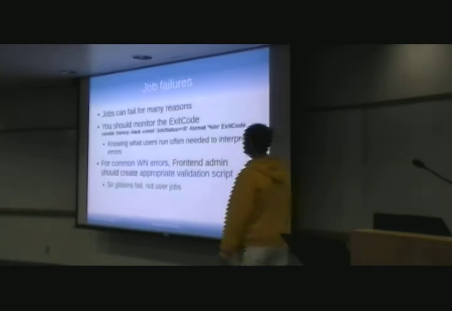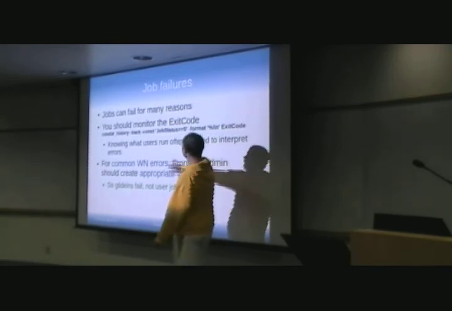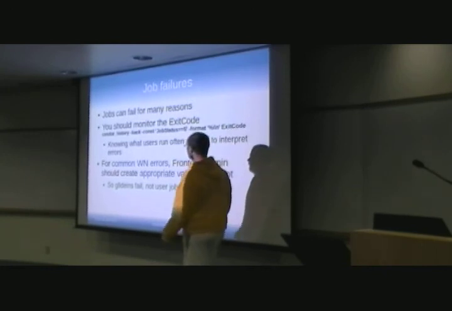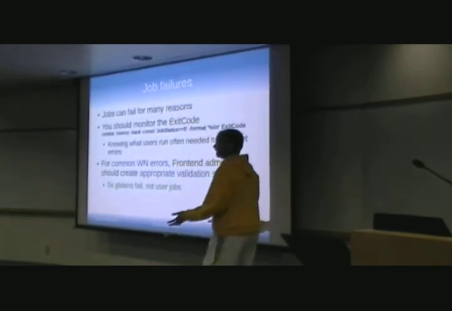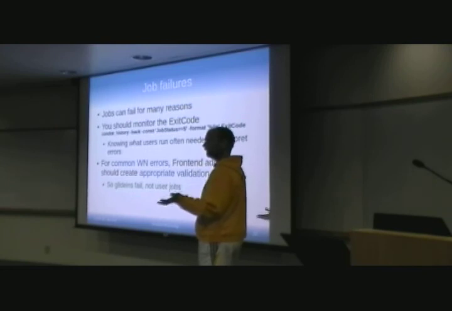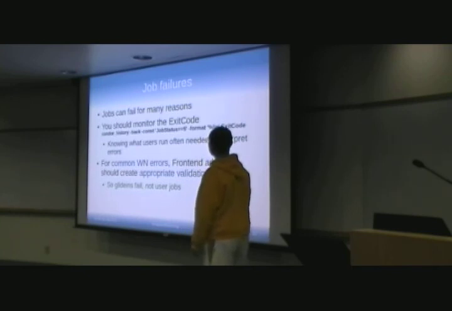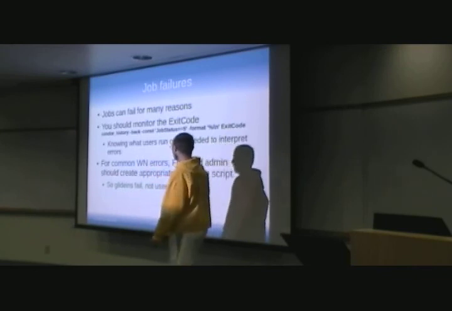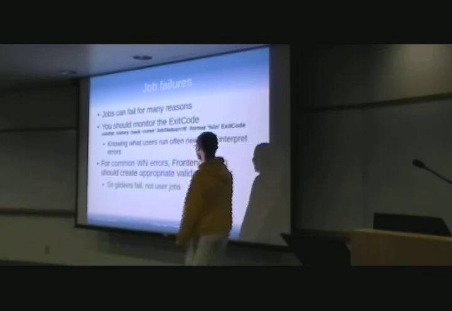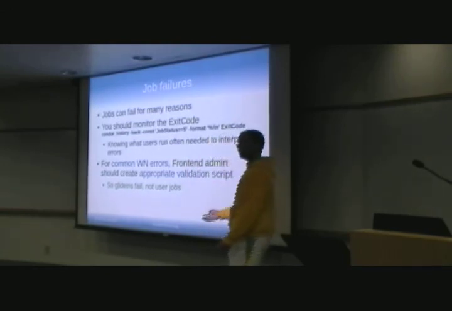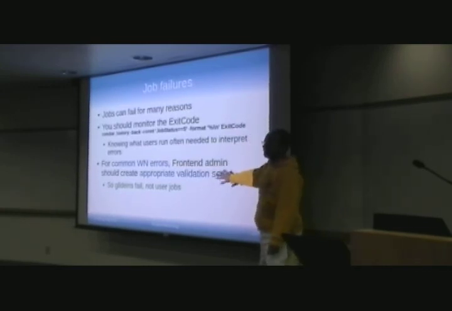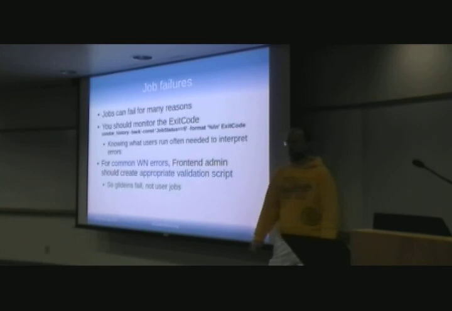Job failures. Jobs can fail for many reasons, and you should monitor them. Condor history actually advertises the exit code, to see what it is. Now, knowing what users run is often needed to interpret errors, and this is very VO specific. I don't have a recipe. You should know your users if you want to help them. If you figure out that it's due to worker node errors, you should create appropriate glidein scripts so that the glidein fails instead of jobs, so jobs never fail. I really stress this all the time. Write validation scripts. It's much better if a glidein fails than a job fails.